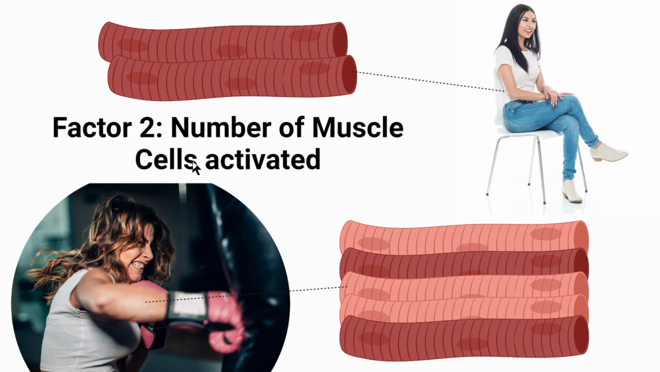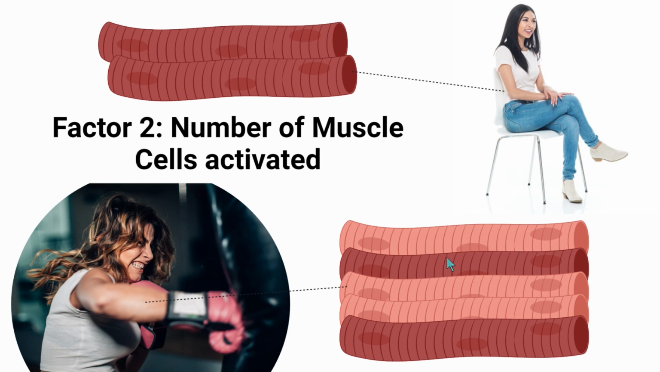Now, factor 2 is the number of muscle cells that are activated. So you're going to be activating for posture or for really basic things, let's say, 1,000 muscle cells. But if you're going to be using all of your might, you need to be using as many muscle cells as possible. So you're going to be activating as many muscle cells as possible.